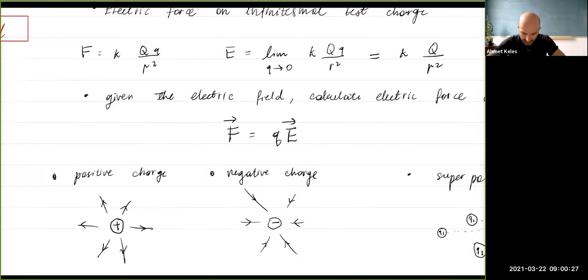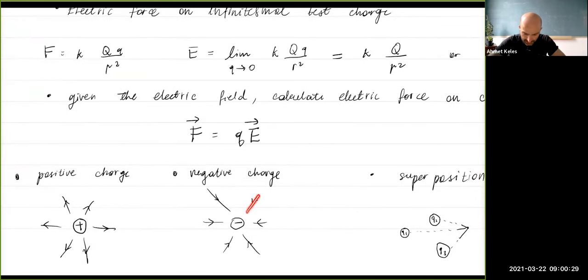So if you have the negative charge, you have still the same lines, but the direction is reversed.